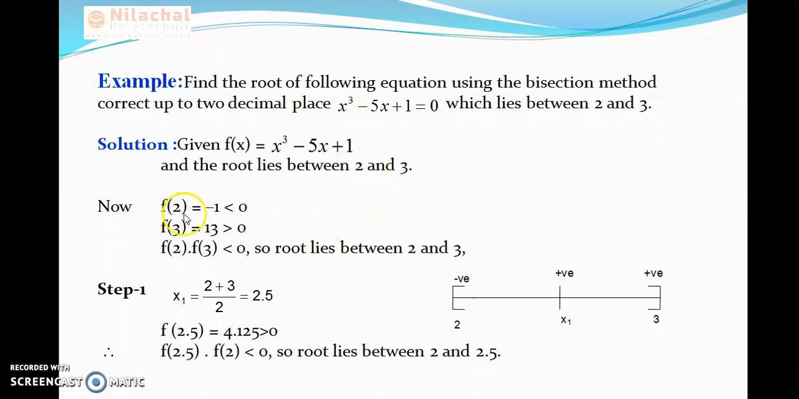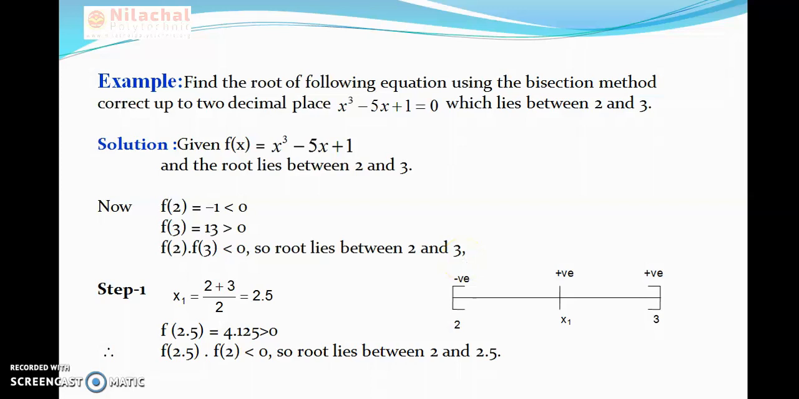So let us check here. For f(2), we apply the f(x) formula: we put x equals 2 in the left hand side and the right hand side. So we get its value equals minus 1, which is negative. Similarly, f(3) equals 13, which is positive. That means f(2) and f(3) are both of opposite sign. That's why the root lies between 2 and 3. Clear?